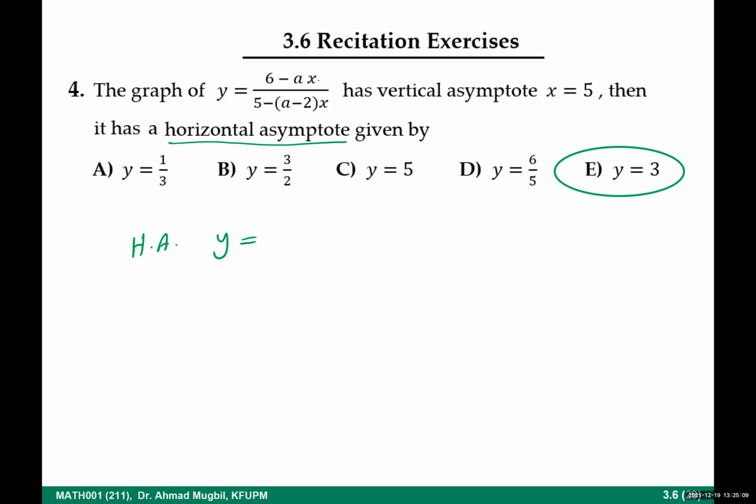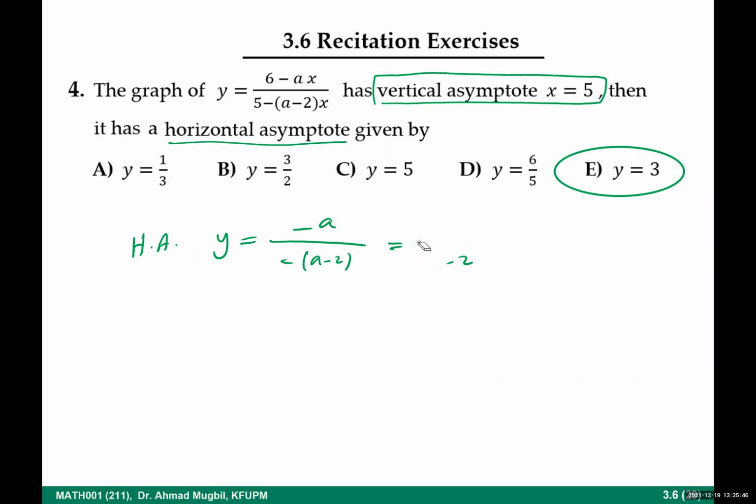This is of degree 1, this is of degree 1, the same degrees. So it will be the leading coefficient over the leading coefficient, which is, by the way, A over A minus 2. But it is not in the choices. So this means that you need to find A. In fact, the main task is to find A. How to find A? For sure, he will not give you this detail for fun. He gave you these details for a purpose, for a reason. So here you will use this to find A.